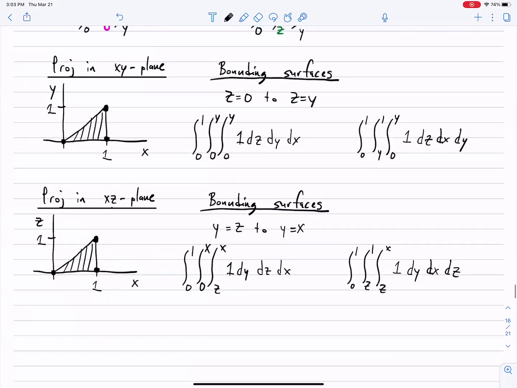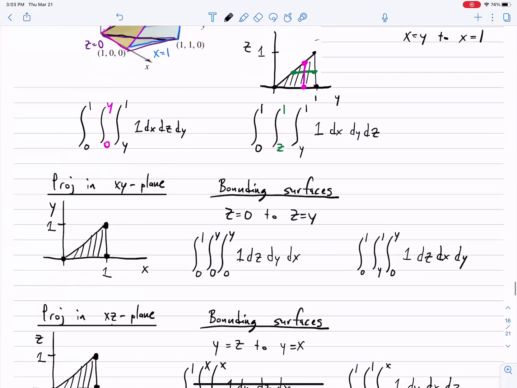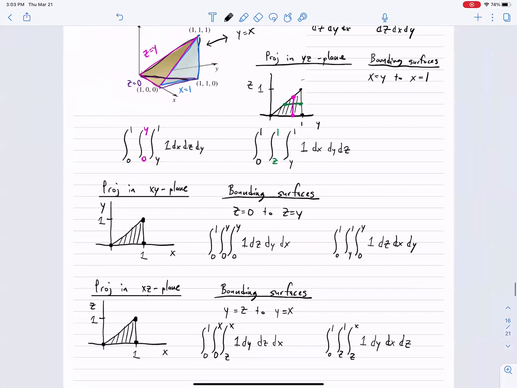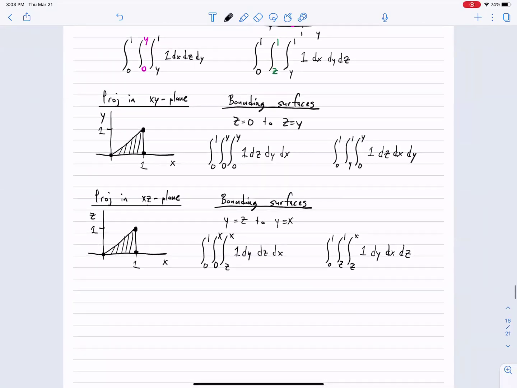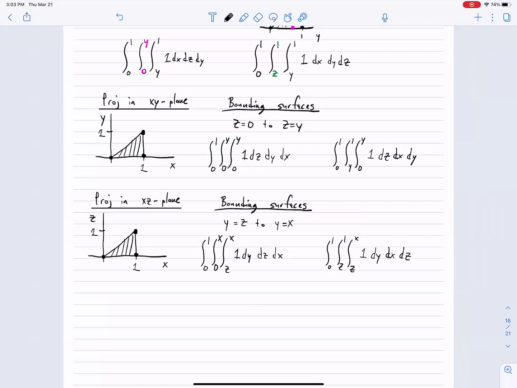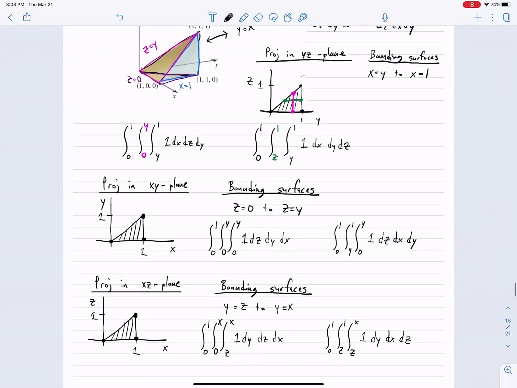They have to be the same, basically by definition. I guess it's by Fubini's theorem, but it's just the bounds will change when you change the order or whatever. But you won't have to evaluate it. You just have to set it up. And I recommend not evaluating because it's a lot of time. I would just look over, make sure that your projections make sense and that your slicing makes sense.